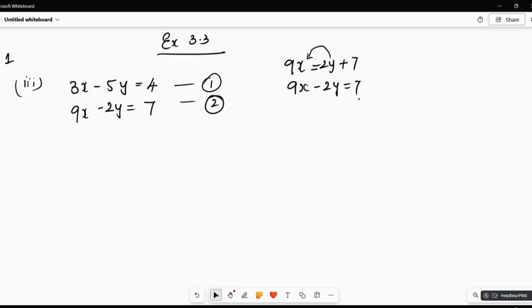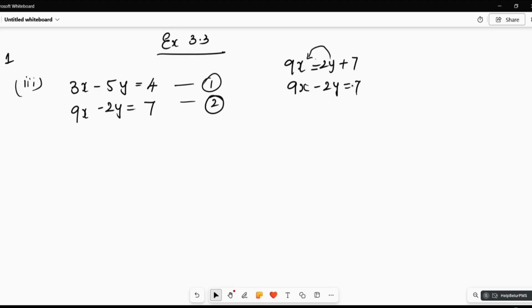Okay. What I have done is, 9x is equal to 2y plus 7. I want x and y on the LHS, and on the RHS I keep the constant. So what I did, 9x minus 2y is equal to 7.